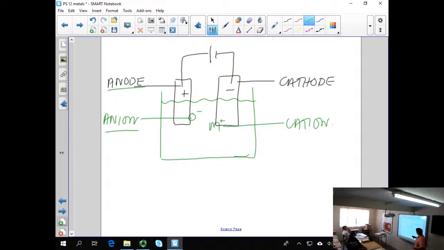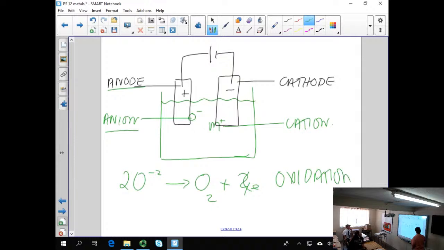Okay. What's going to happen at these electrodes? Well, the oxygen actually has a minus 2 charge. When it makes contact with this electrode, which is positive, what does that mean in terms of electrons? It's got a deficit. So this oxygen is going to form oxygen and release its 2 electrons. Now, if I balance it, then I will have 4 electrons there. But it's going to release its electrons. When something loses electrons, the process is oxidation.